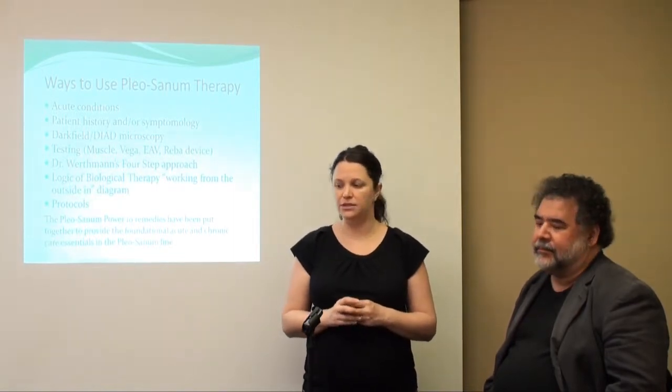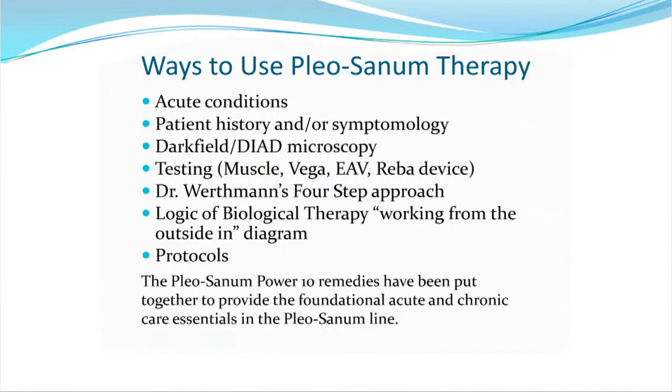Testing, if you're a muscle tester or an EAV tester or using the Reba device, these are different ways that you can also be checking to see if remedies are relevant for patients. We've talked a lot and very extensively in the past about Dr. Wertman's 4-step approach. Step 1 is looking at milieu modulation. Step 2 is decreasing inflammatory processes. Step 3 is using the basics with Pleo Muc and Pleo Nig, and step 4 is the immunobiologicals.